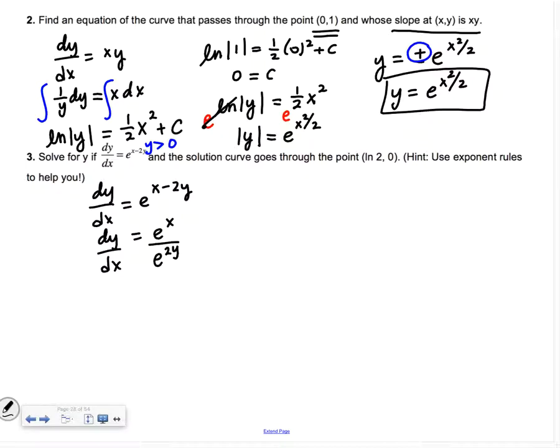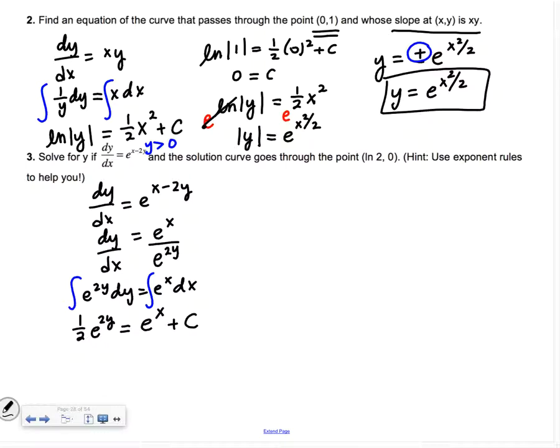And I'm going to separate. So I'm going to do e to the 2y dy equals e to the x dx. So when I integrate, can you guys do e to the 2y quickly in your head without a u substitution? e to the 2y over 2, right? 1/2 e to the 2y, because you would gain a 1/2 from the u substitution. So we get e to the x plus c.